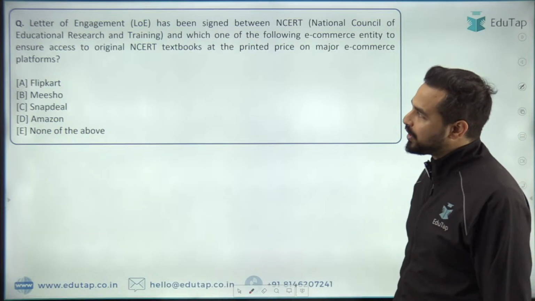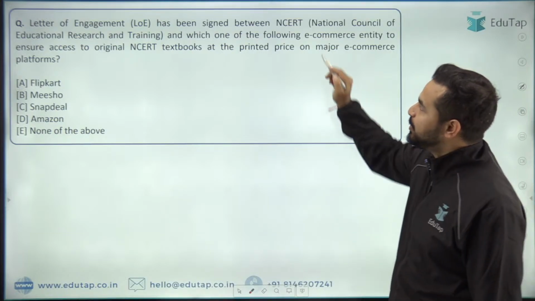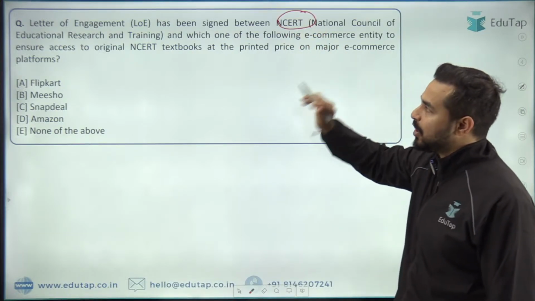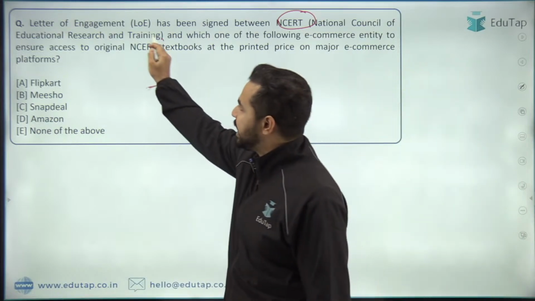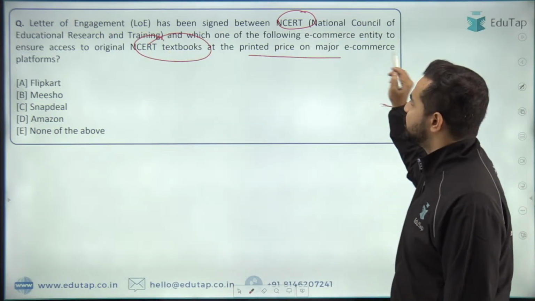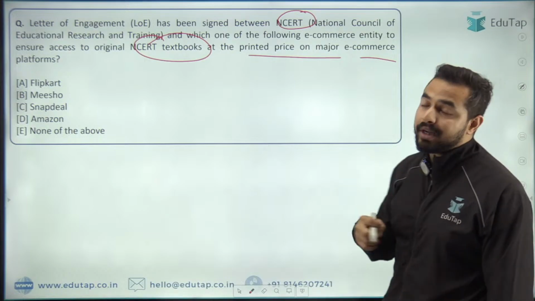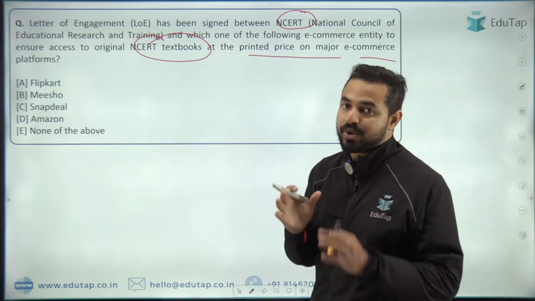Now moving to the next question. So letter of engagement has been signed between NCERT and one of the e-commerce platforms which will ensure the access to original NCERT textbooks at the printed price on the major e-commerce platform. तो ये कौन सा e-commerce platform है जिसके साथ इसको साइन किया है?